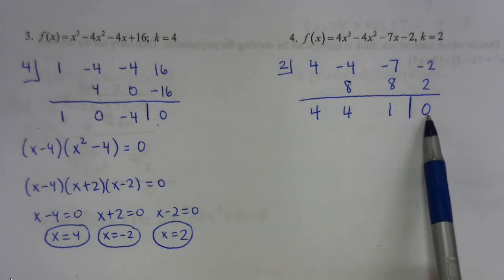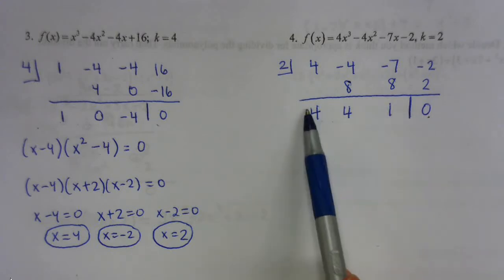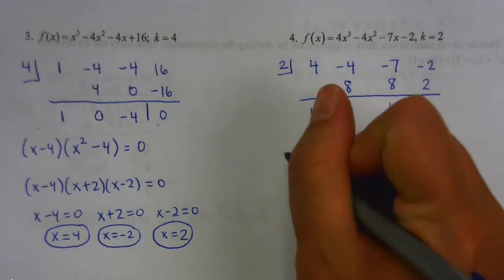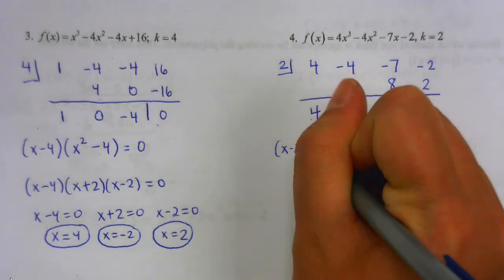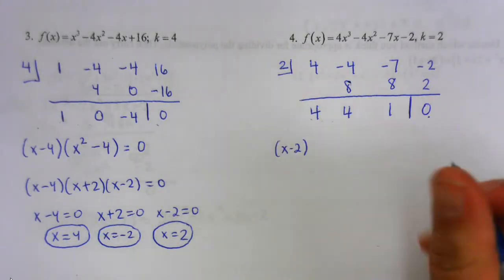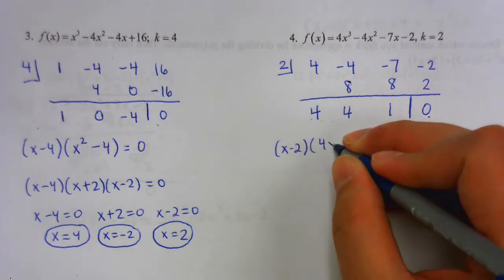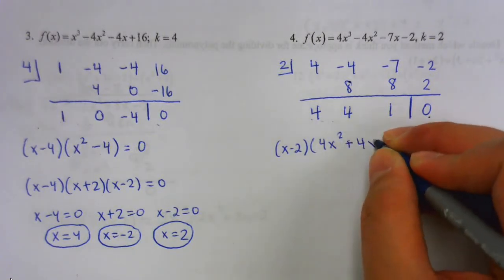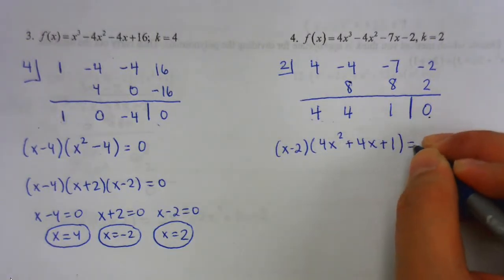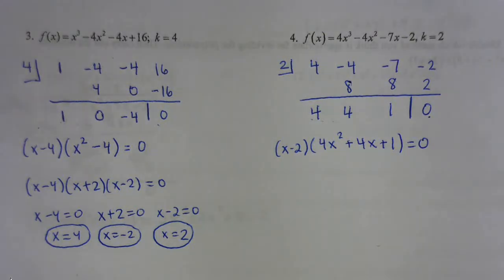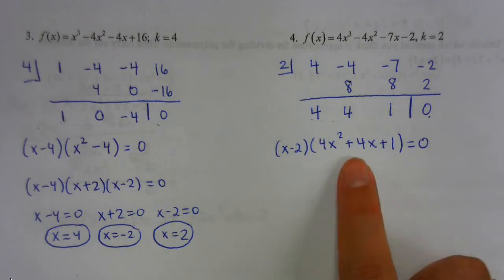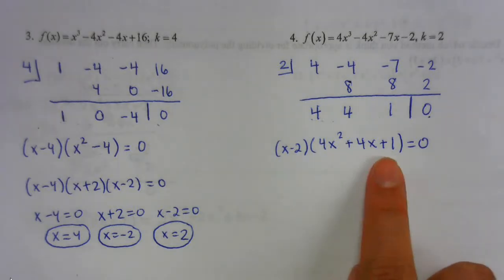So again, the 2 is a 0 of the polynomial. Came out with a remainder of 0. This is my new function that we're working with that we're going to have to factor. So we have x minus 2 is the factor that we started with. And now we have 4x squared plus 4x plus 1 equals 0. Because again, the whole goal today is to find the zeros of the polynomial. So I still need to factor the 4x squared plus 4x plus 1.